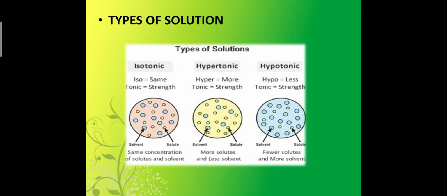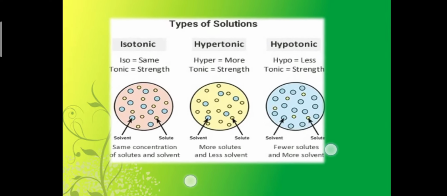Coming to solutions, we'll be studying the types of solution so that we can understand the cell. We have three types of solutions: isotonic, hypertonic and hypotonic. Iso means same, tonic means strength. So a solution having its internal and external environment the same is known as an isotonic solution. Hyper means more strength, that means more solute inside the cell and less outside the cell. Hypo means less inside and more outside.